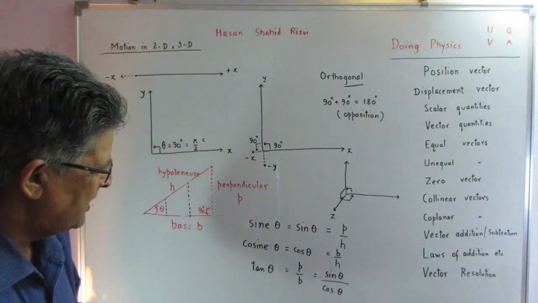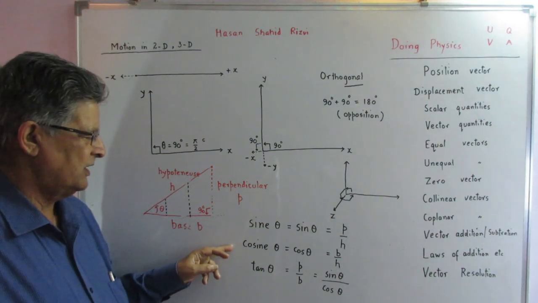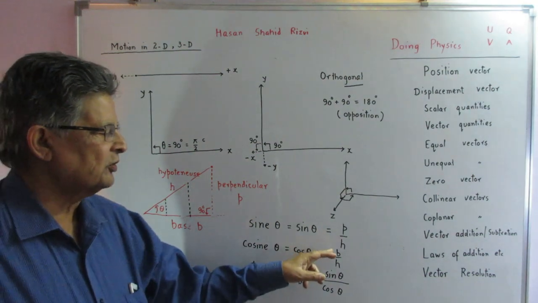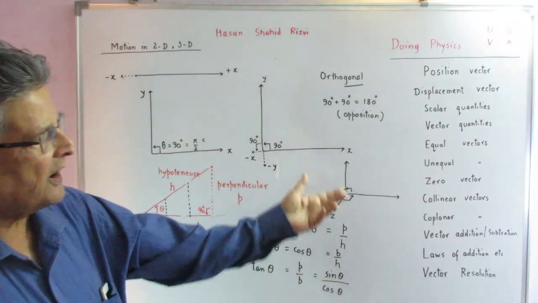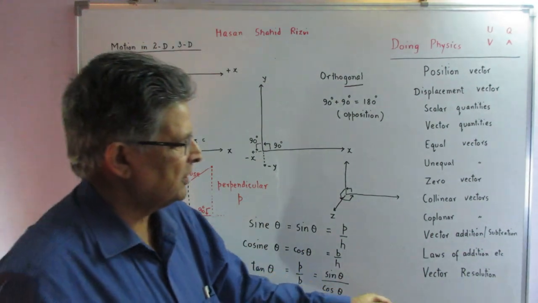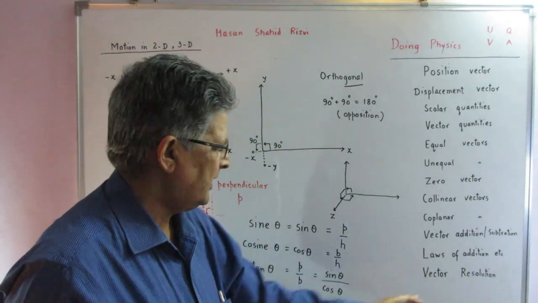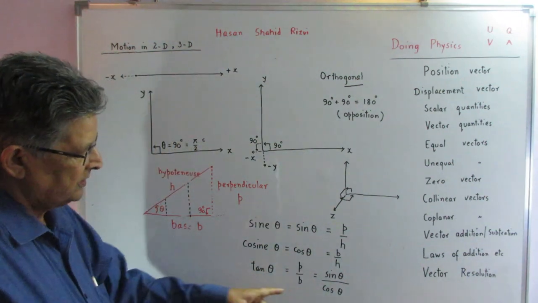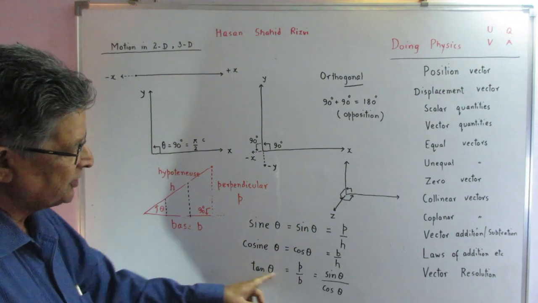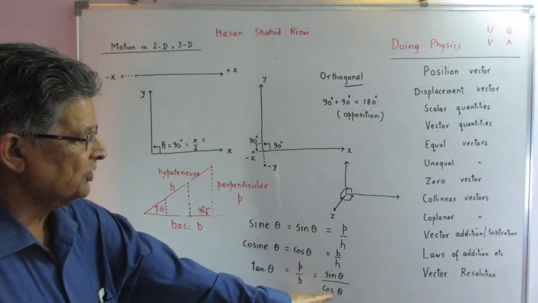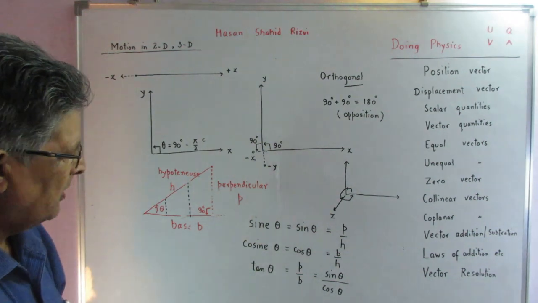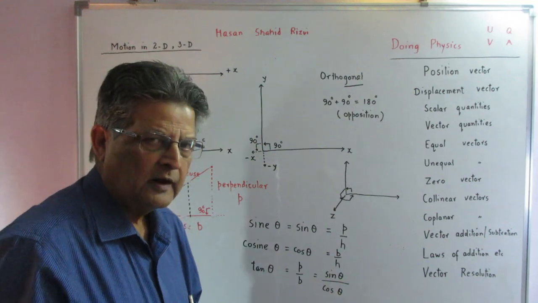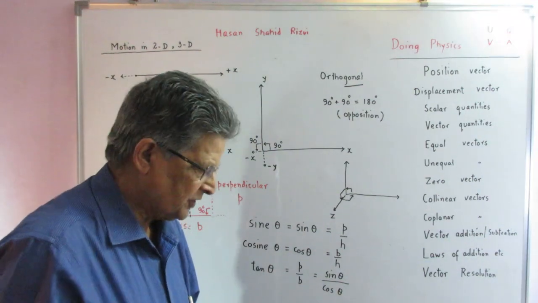The thing which is very important to me is this particular definition, cosine theta is equal to base upon hypotenuse, which I want to use. And when we go for the vector resolution, then it is a very important factor. So the inverse of it, 1 upon tan theta, is equal to base upon perpendicular, is equal to cos theta upon sine theta. So these are some of the definitions, and from them we derive the identities.